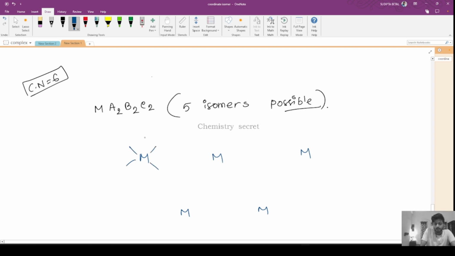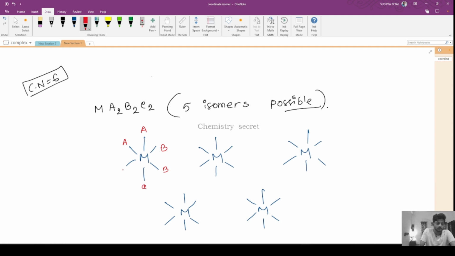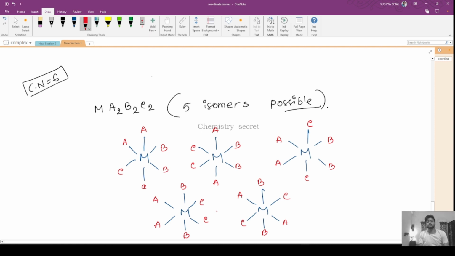First we draw the skeleton, it's easy for me. 2A, 2B, 2C. Now 2A, 2B, 2C. Now 2A, 2B, 2C. 2A, 2B, 2C, and also 2A, 2B, 2C. So these are the 5 isomers we can set for this particular complex.